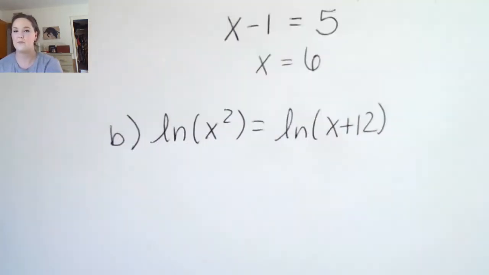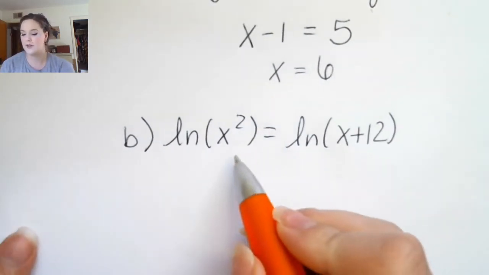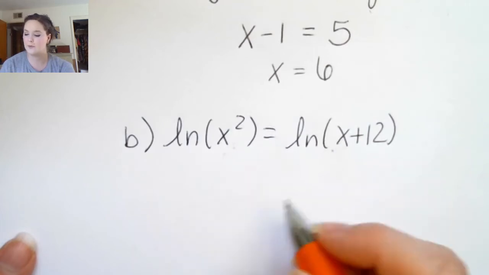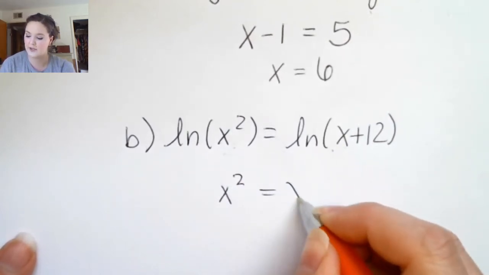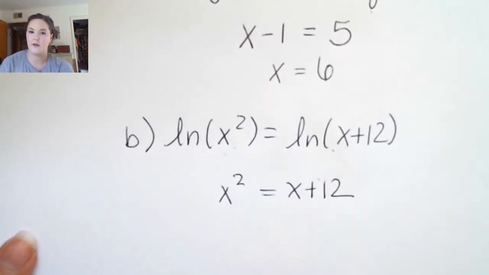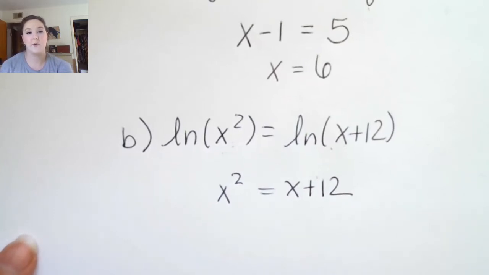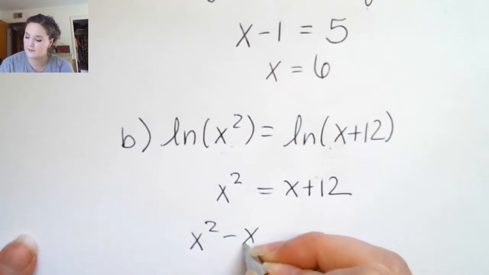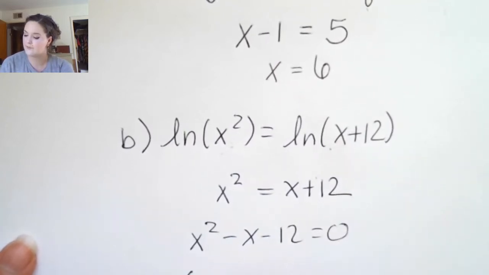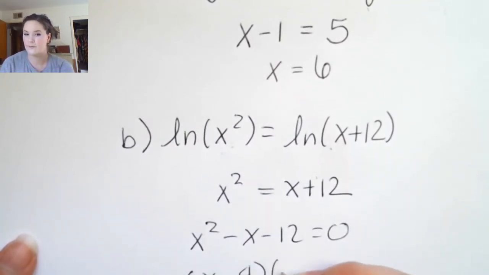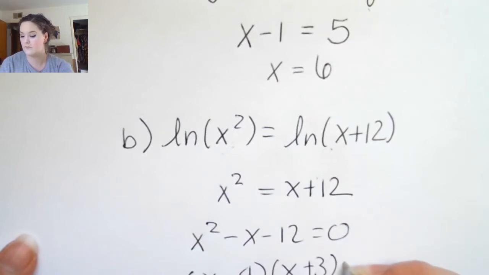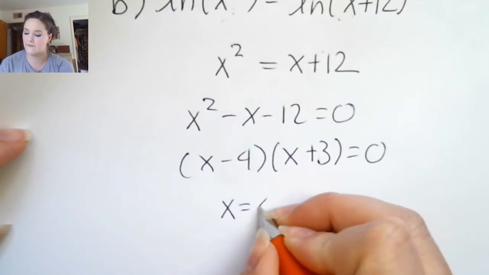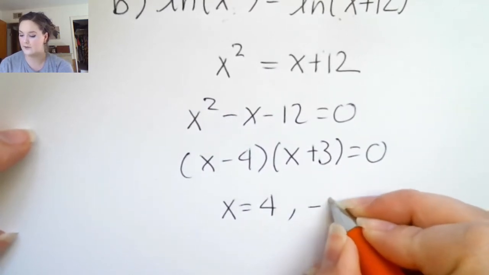All right, so again, we're going to say this is a one-to-one function, so if the output is equal, then the input must be equal, so x squared must be x plus 12. Now in the previous example, we had a linear equation, now we have a quadratic, so we're going to factor. And we're going to get two solutions, 4 and -3.